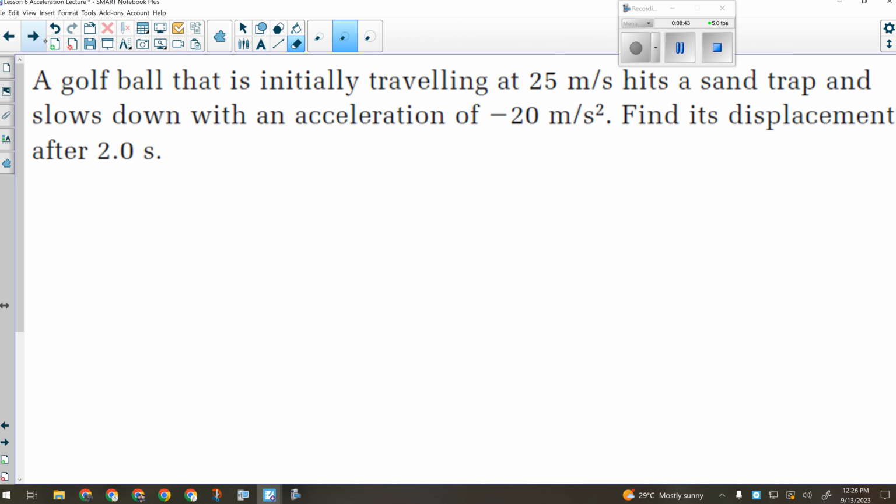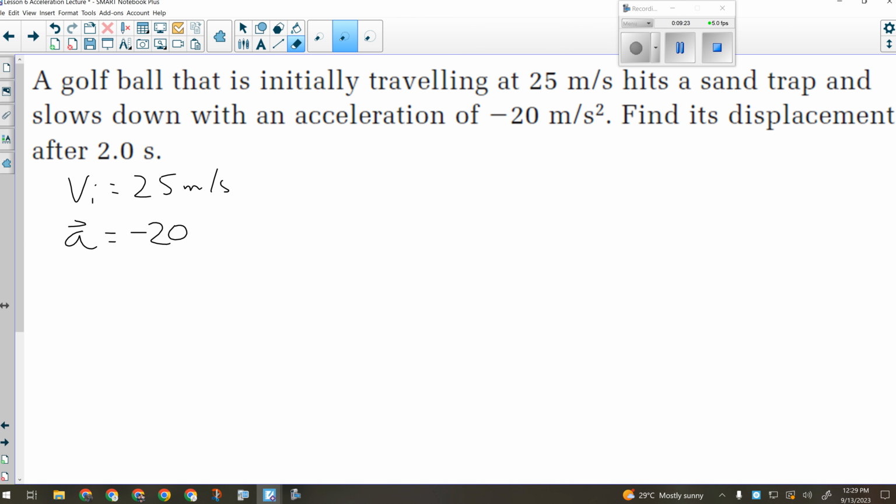Okay. Let's have you write that one down and see if you can figure out which formula. So write down the question, the givens, and which formula you think we're going to use for that one. On this one here, we've got a ball that's initially traveling at 25 meters per second. So what did they just give me there? Initial speed, actually, because they don't give me a direction on that. So that's going to be initial speed, 25 meters per second. It hits a sand trap and slows down with an acceleration of negative 20 meters per second squared.